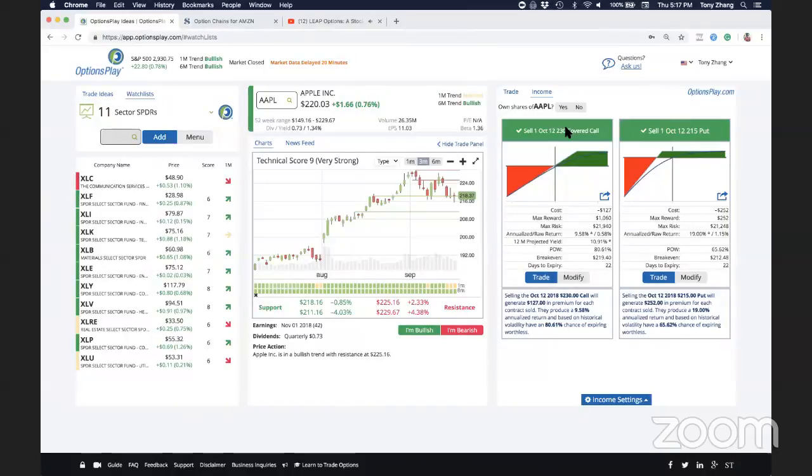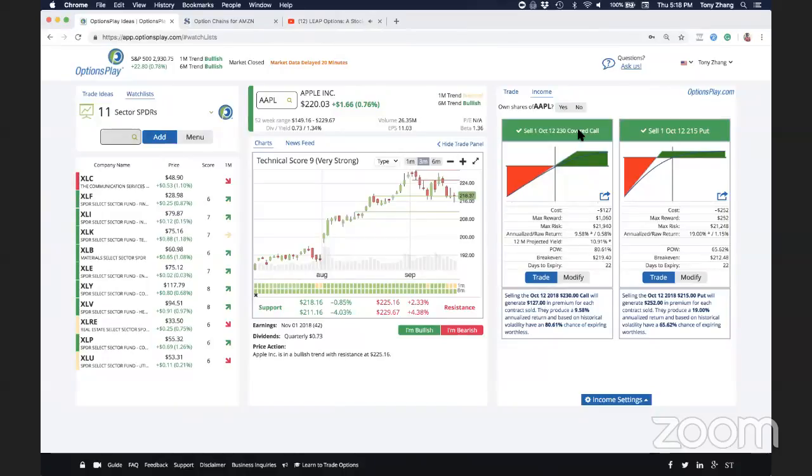Rolling a covered call simply means buying back the call that you've sold and selling another one. That's it. So if you sold this October 12th 230 covered call on Apple, and on October 12th Apple's above 230, to roll that covered call simply means you're buying back this call that you've sold, and let's say you now sell a November 240 call or 250 call. That concept of buying that call back and selling another one is what we call rolling a covered call.